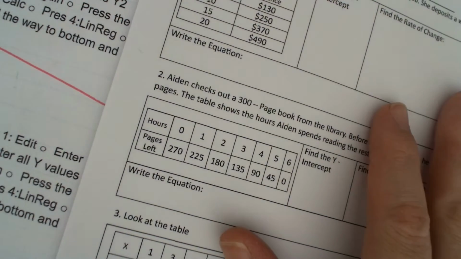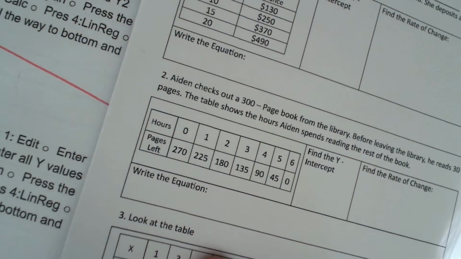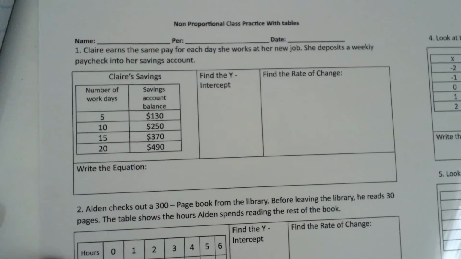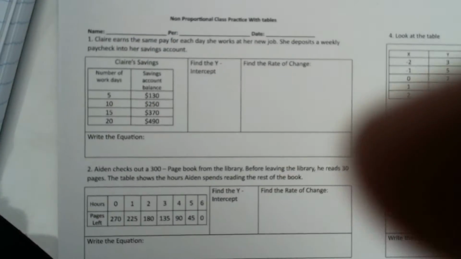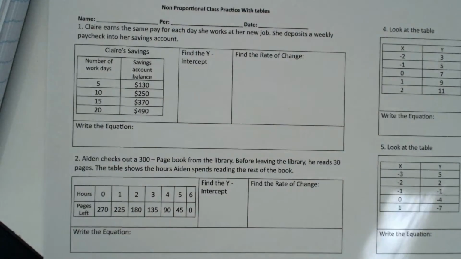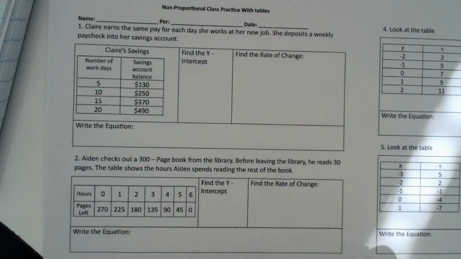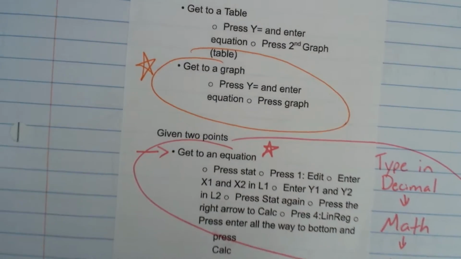Okay, today we're going to learn how to look at a table and use that table to create our equation. And this is as simple as putting it in the calculator. This will take some practice, but you also have this glued into your journal already. So that page looks like this.